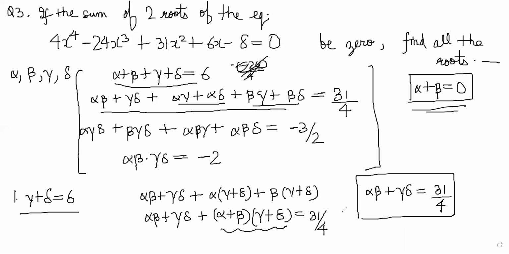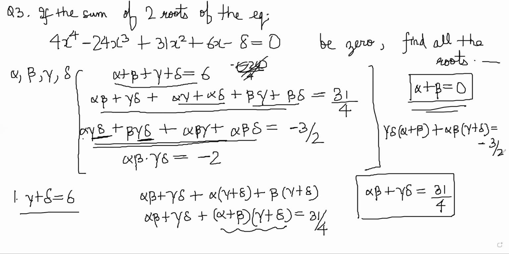Now, alpha plus beta is 0. Again, we'll use that. So in the third one, what to do here? Again, what we can do is take gamma delta common here, gamma delta common here. So I'll get (alpha plus beta) gamma delta plus alpha beta common here, alpha beta (gamma plus delta) is equal to minus 3 by 2, right? Now, since alpha plus beta is 0, this term vanishes, and gamma plus delta is equal to 6. So we get 6 alpha beta is equal to minus 3 by 2. Therefore, we get alpha beta is equal to minus 1 by 4, right?